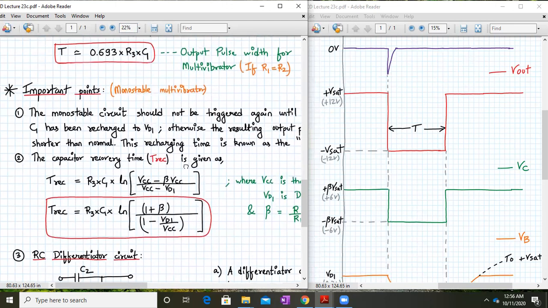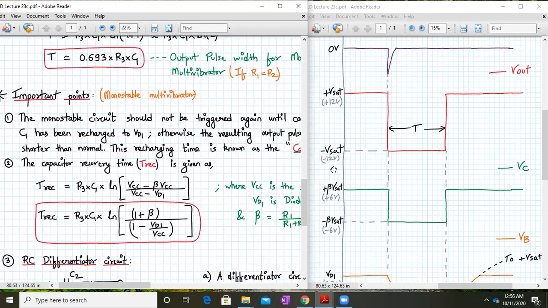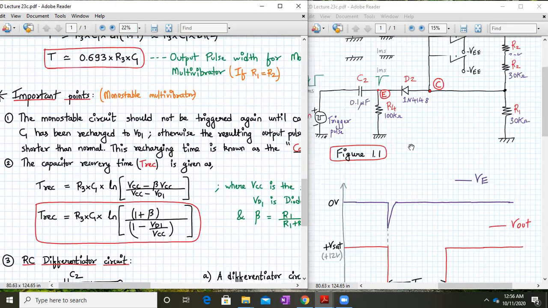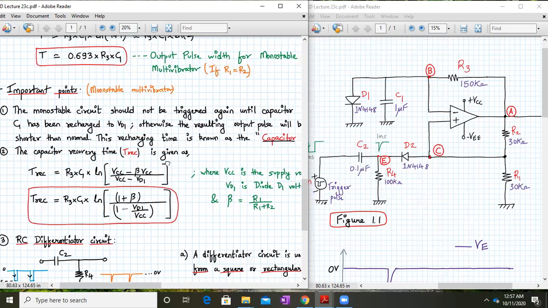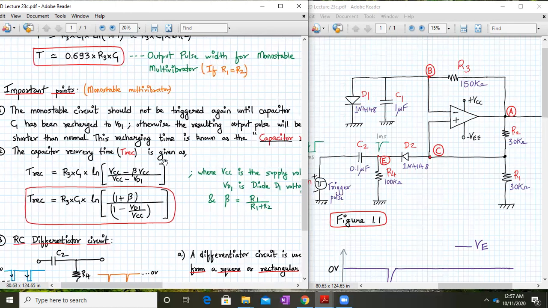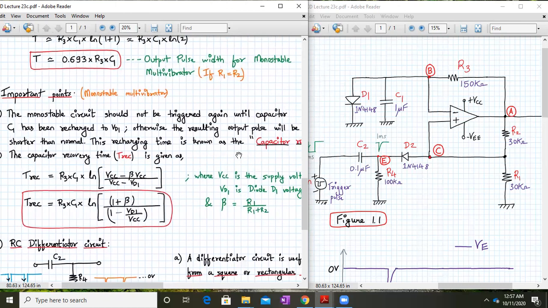Some important points about the monostable multivibrator. Let me go back to this expression over here. This is my circuit diagram, and let me keep it available over here for some time. Let me reduce this to 20. The very first important point is the monostable multivibrator should not be triggered again until the capacitor C1 has been recharged to VD1. Otherwise, the resulting output pulse will be shorter than normal.